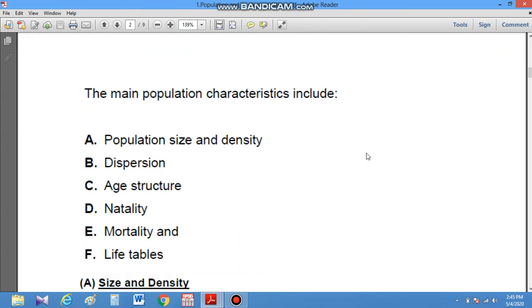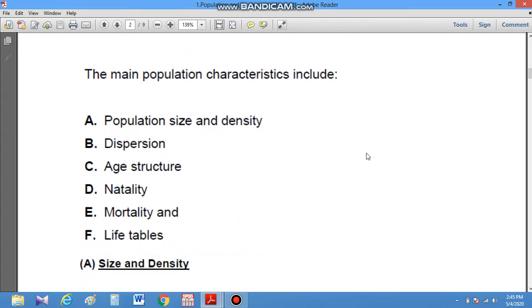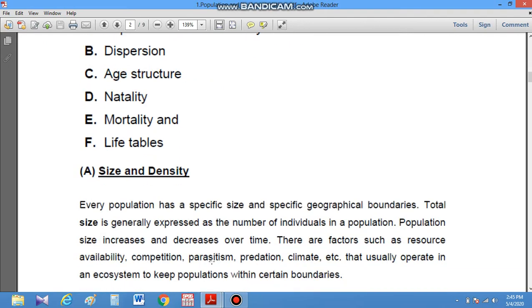Now when we talk about its characteristics, there are many characteristics of population, which include population size and density, dispersion, age structure, natality, mortality, and life tables. In this lecture we will discuss three characteristics: population size and density, dispersion, and age structure. First we talk about the size and density of a population.